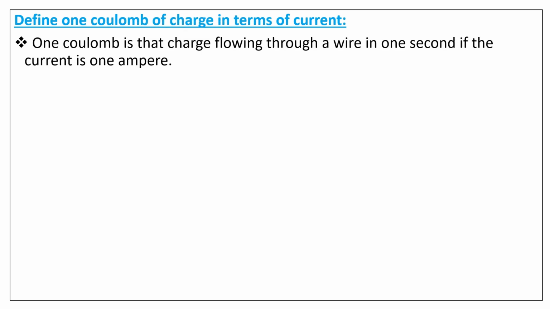Define one coulomb of charge in terms of current. One coulomb is that charge flowing through a wire in 1 second if the current is 1 ampere.